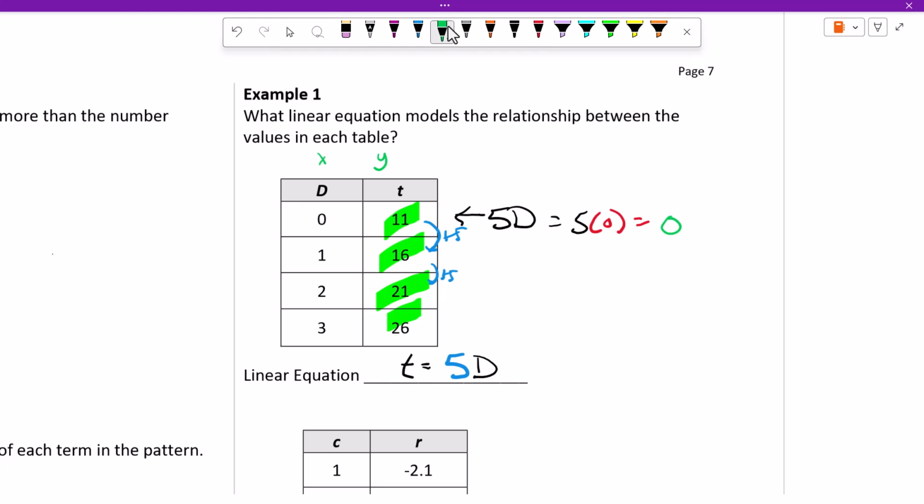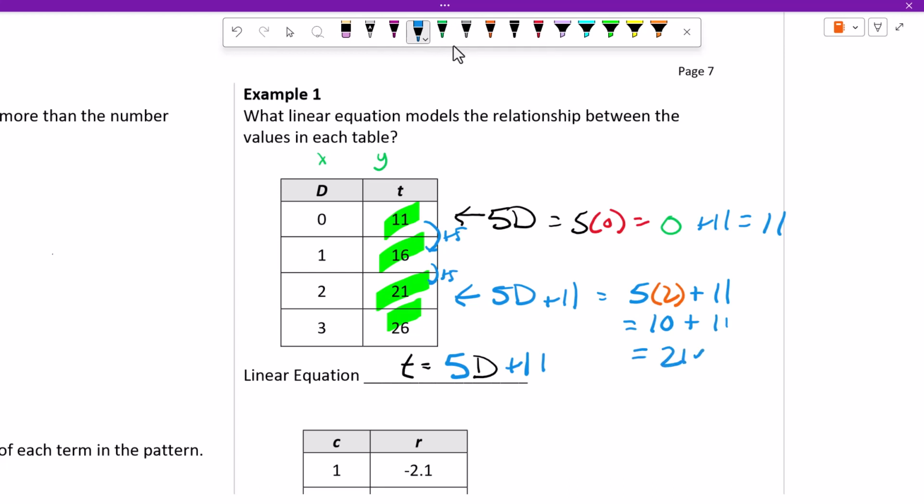So what do we need to do? Plus 11. And then we just try it out with another spot. Doesn't matter. Lincoln, where do you want to try it? 1, 2, or 3? 2. So we said our final equation is this. 5D plus 11. So where we see D, we're going to stick in the number 2 this time. So you have 5 times 2 is 10 plus 11 equals 21, and it works.